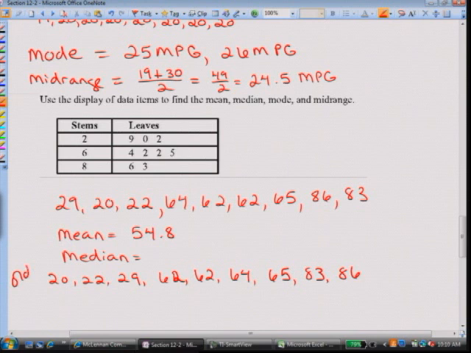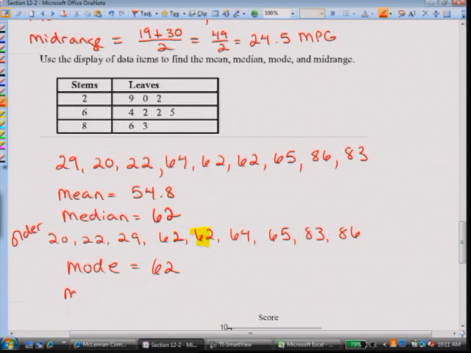That's just ordered data. And then because there are 9, the median is going to have 1, 2, 3, 4, 1, 2, 3, 4, each 4 on each side. Or if you do 9 plus 1 divided by 2, that's 5. So the fifth ordered data is the median. And so that's 62. The mode is the number that occurs the most often, which clearly is 62. And the mid-range is the lowest plus the highest divided by 2, which is 106 divided by 2, or 53.